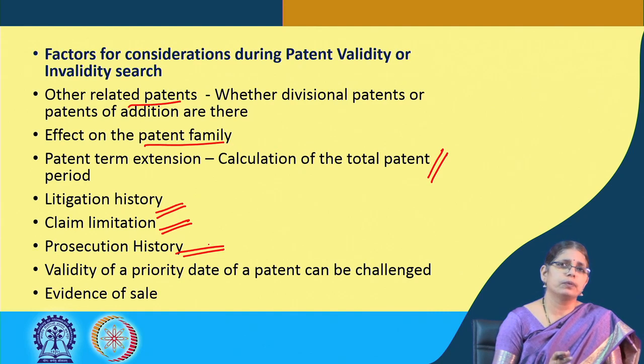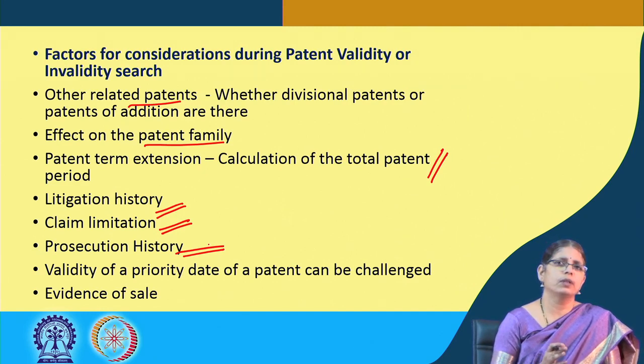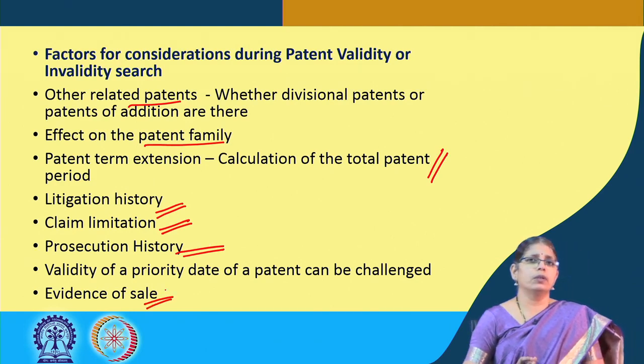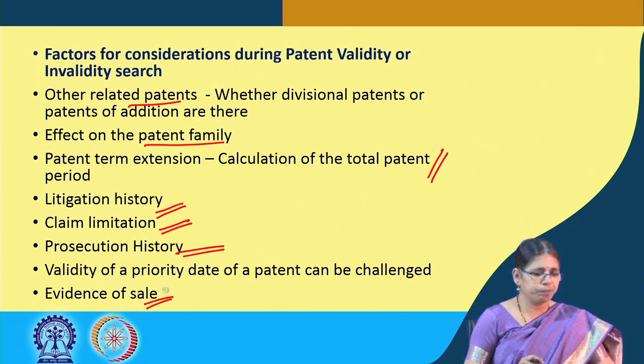The priority date itself of a patent can be challenged, and therefore, ascertaining the priority date is an important consideration when you are looking at the search in relation to invalidity. Evidence of sale can be a good defense for validity of a patent. Therefore, for patent owners, keeping on record the evidence of sale can potentially thwart the invalidation that can come up in relation to their specific patents.